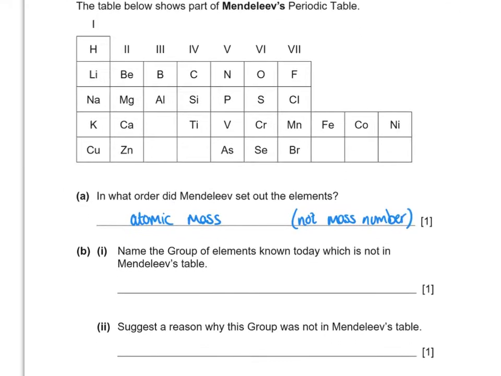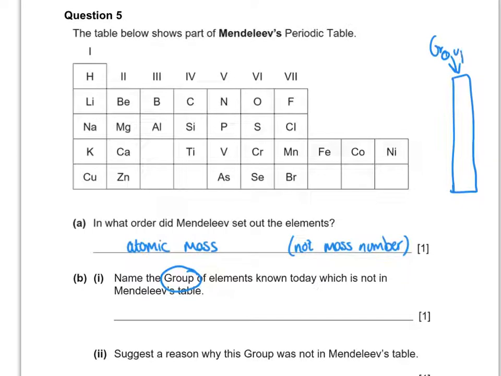So name the group of elements known today, which is not in Mendeleev's periodic table. This is where you've got to be careful. It says name the group. What is a group in the periodic table? A group is a vertical column. So a single vertical column is a group.